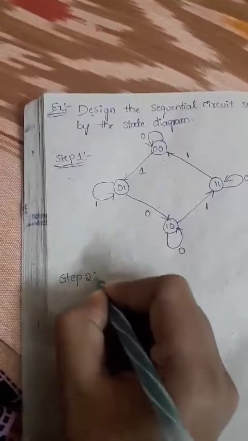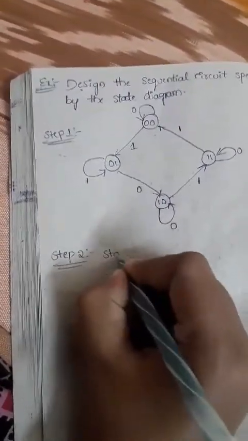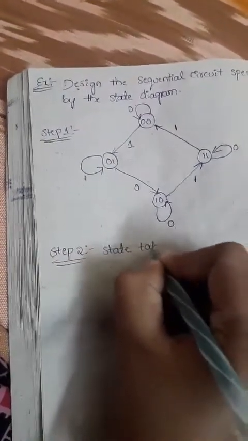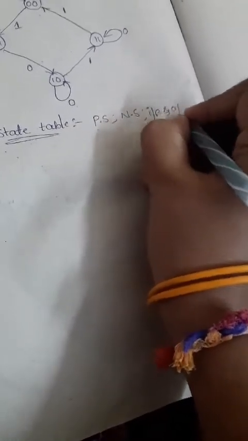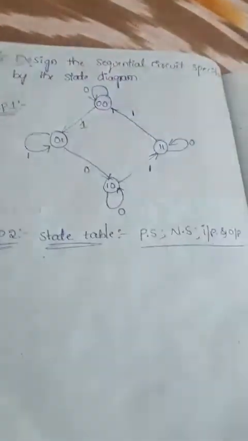So step 2, we have to find out the state table. How do we find the state table? First, observe the state diagram here. Generally, what does a state table consist of? It consists of present states, next states, inputs and outputs. These are the general things a state table consists of, right? So now we have to verify it in the state diagram.